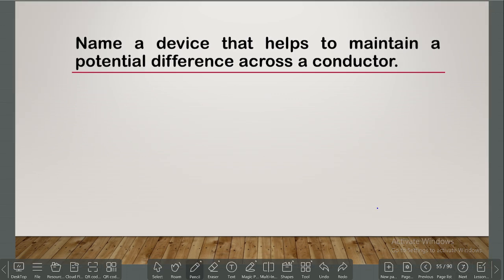Name a device that helps to maintain the potential difference across the conductor. By using what device are you going to maintain the potential difference? Battery. Clear? So by using what device are you going to maintain the potential difference? By using the battery.